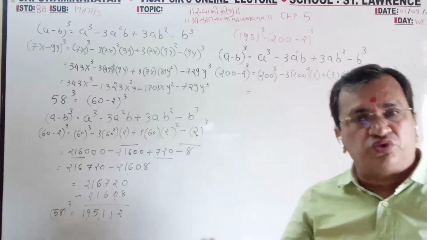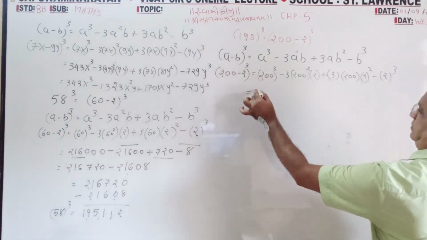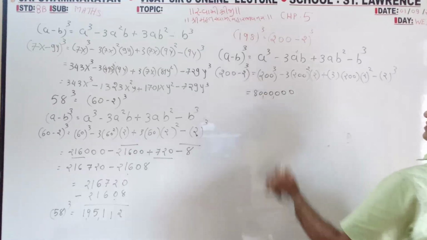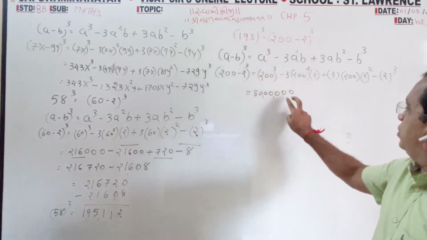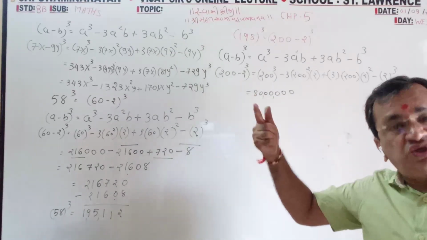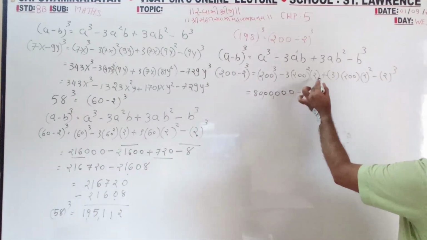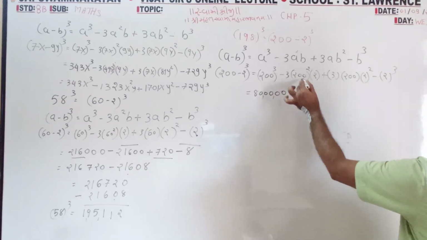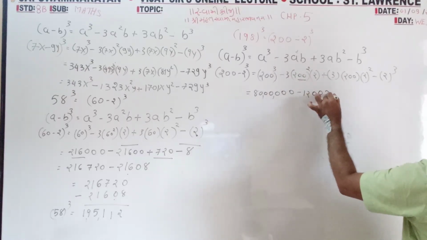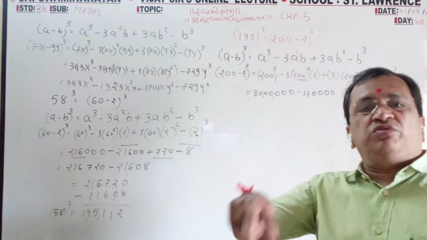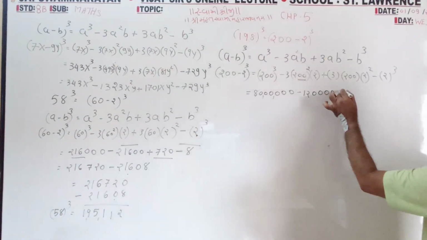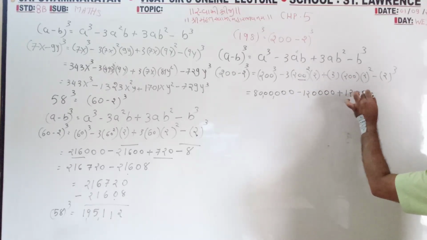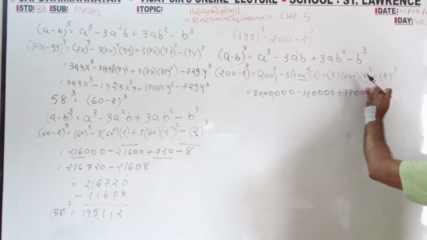200 cube means 2 cubed is 8, then six zeros. For 20, 20, 20, because it is cube, 2 times 4 is 8, 3 times 4 is 12. And here 20 square means 20 times 20. Square means double time, cube means triple time.